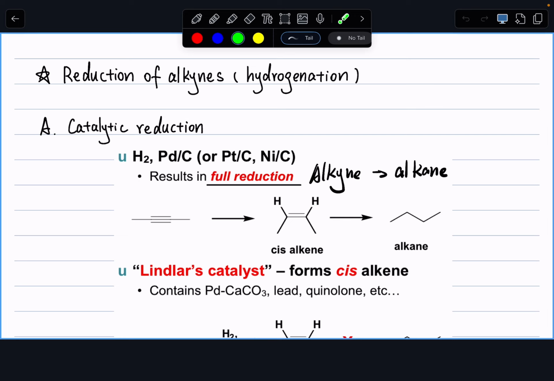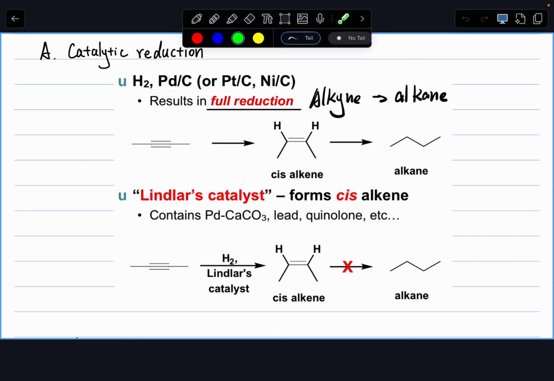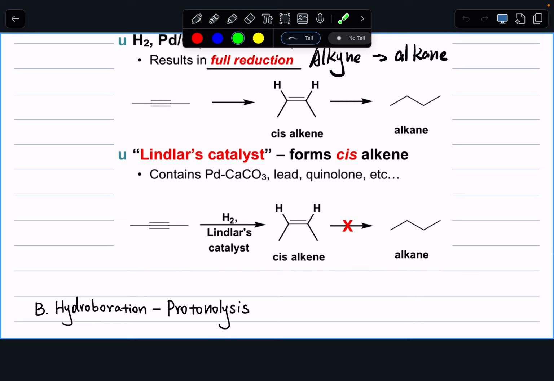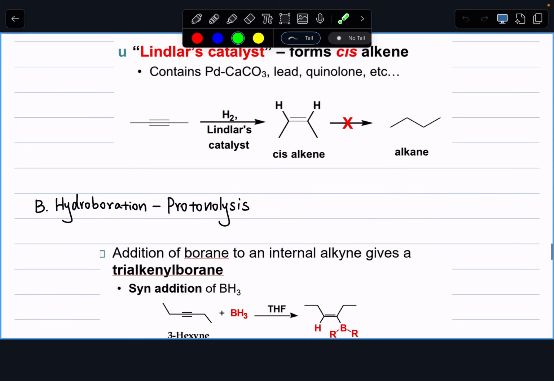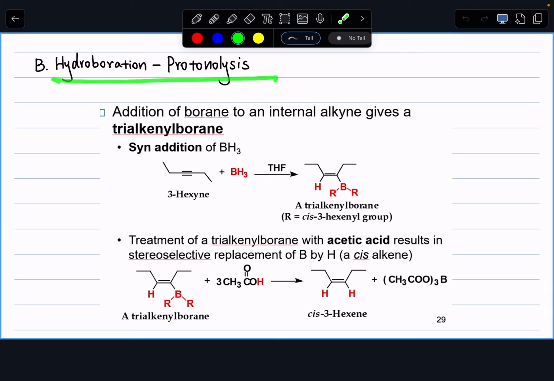So in our last lecture, we went over catalytic hydrogenation. Using palladium as a catalyst or nickel as a catalyst, we can fully reduce the alkyne all the way into a fully saturated alkane. Alternatively, the usage of Lindlar's catalyst will be able to reduce your alkyne into a cis-alkene. We also mentioned hydroboration protonolysis, a reaction that also forms cis-alkene. So we now have 2 ways to form cis-alkene, using Lindlar's catalyst or hydroboration protonolysis. And we have 1 way to form a fully reduced alkane.